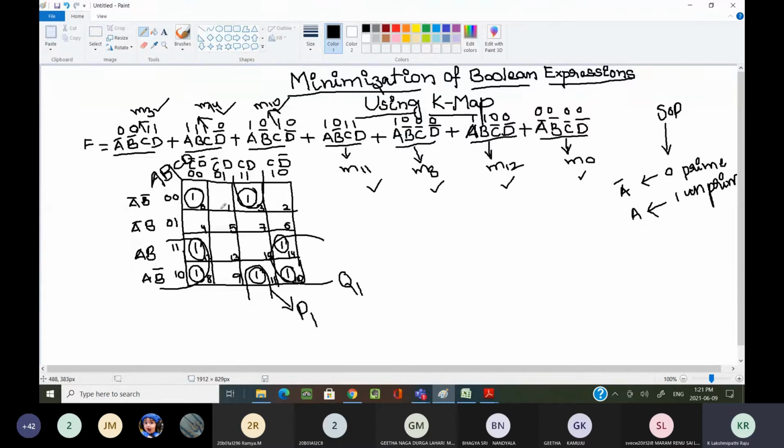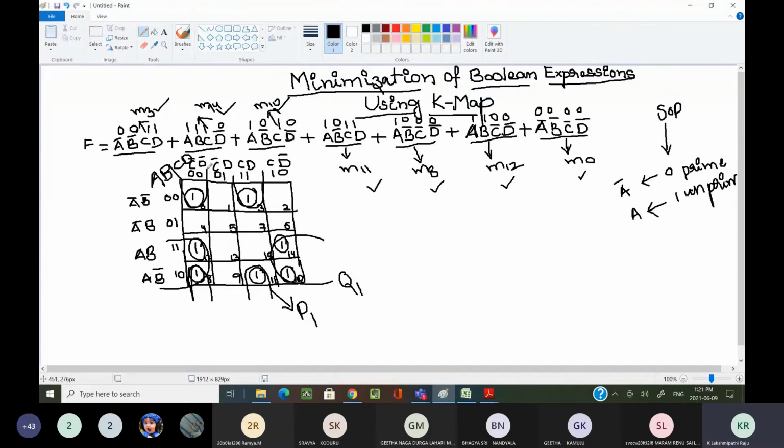Very good. Now how many min terms are left? Only one min term is left. Can I form anything by using this min term? No, sir. Why can't I form anything? Min term 0 and 8. We can combine min term 8 as well as min term 0.